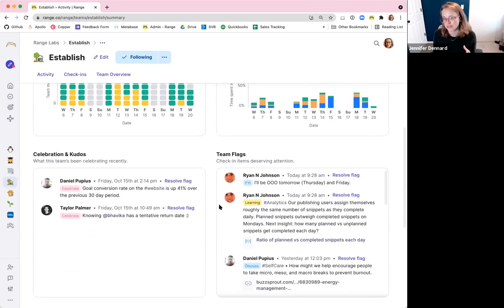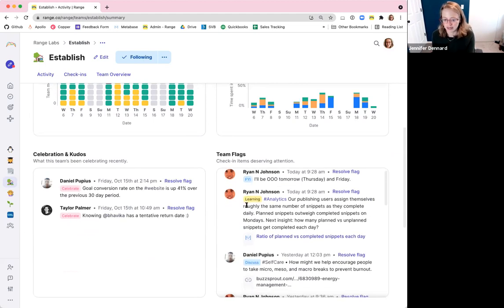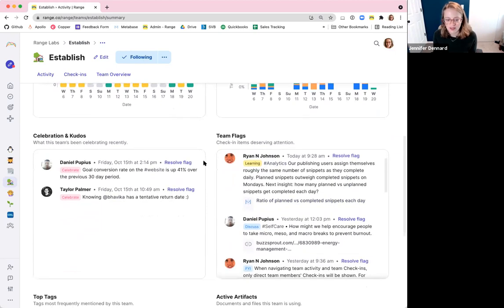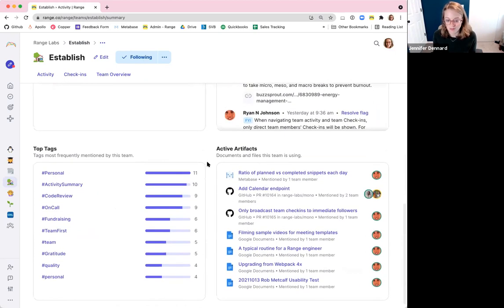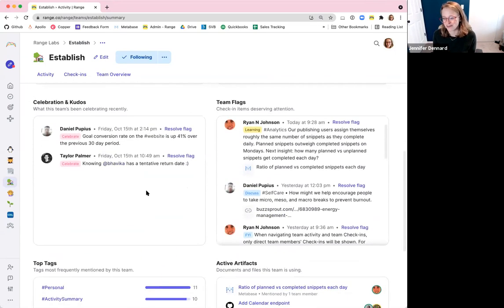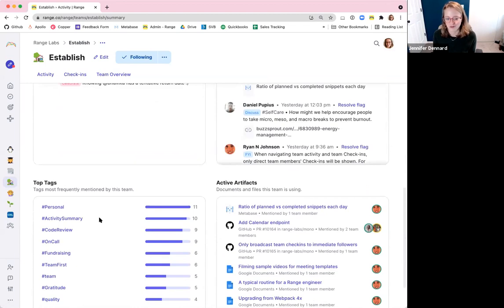This gives me a good sense of, hey, here's where people actually need my assistance amongst all the work that's happening. And the team knows that when they flag during a Range check-in, it's going to come in here and help them get attention on their work. I can also go down and see some of the top items that the team is working on, whether that's the artifacts like GitHub PRs, Google Docs, and we use hashtags, just like you might on social media, to categorize work. So I can see activity summary, which is literally this page that we're looking at, is one of our big tags and the big projects that folks are working on.